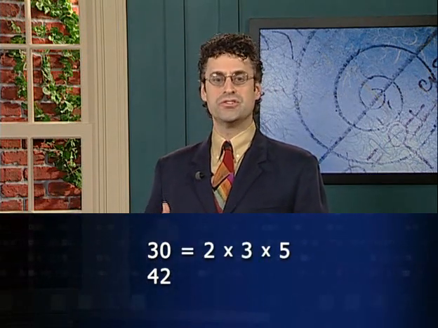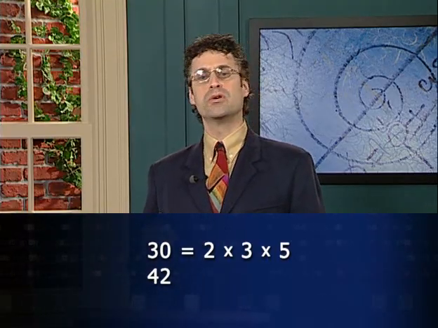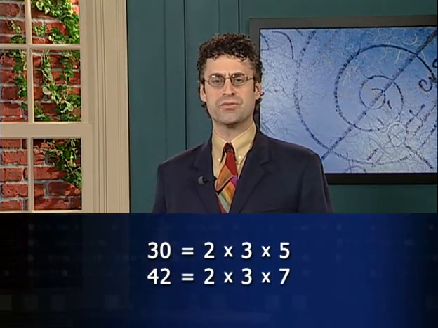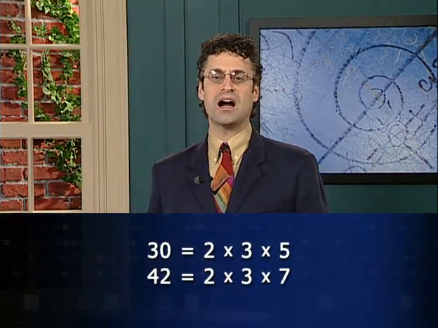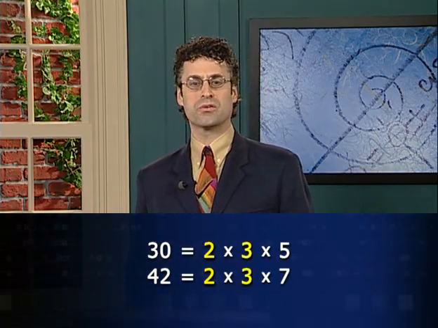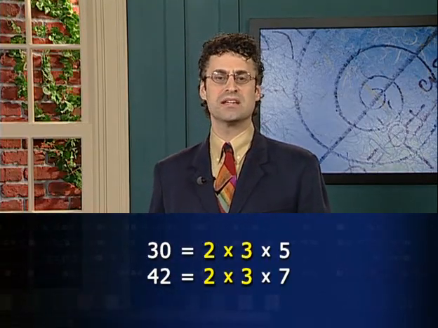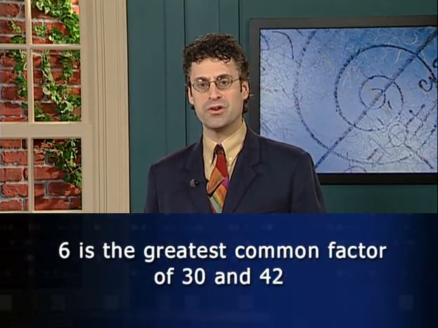For example, if we wish to find the greatest common factor of 30 and 42, we can just factor each. 30 equals 2 times 3 times 5, and 42 equals 2 times 3 times 7. And then we just multiply all the common factors. Notice they both share the factor 2, they both share the factor 3, so we multiply 2 times 3 and get 6. And thus 6 is the greatest common factor of 30 and 42.